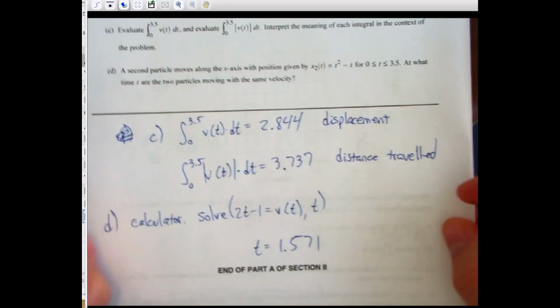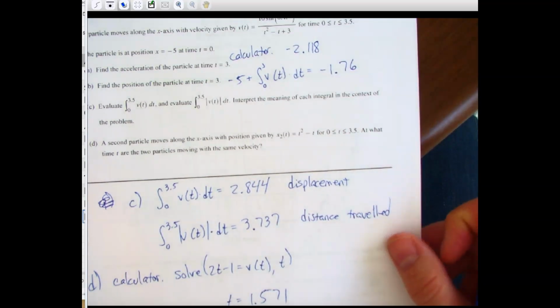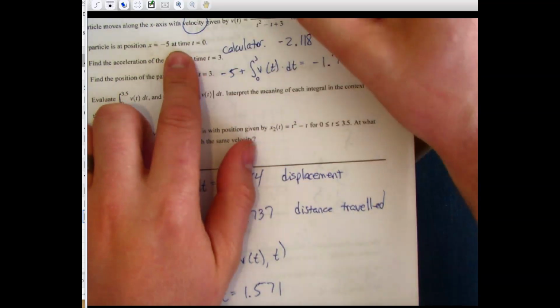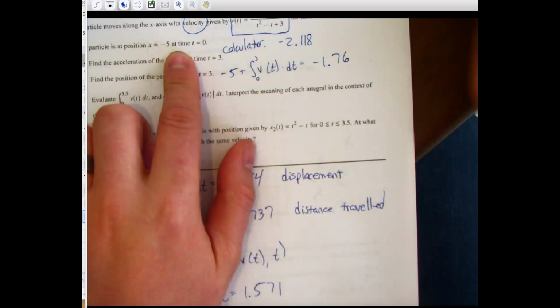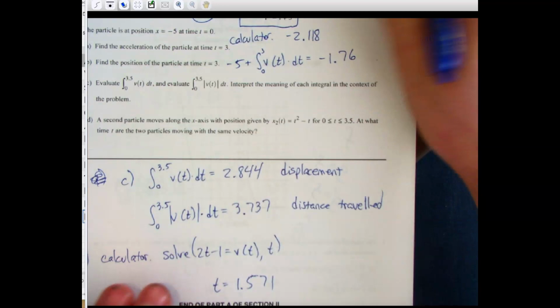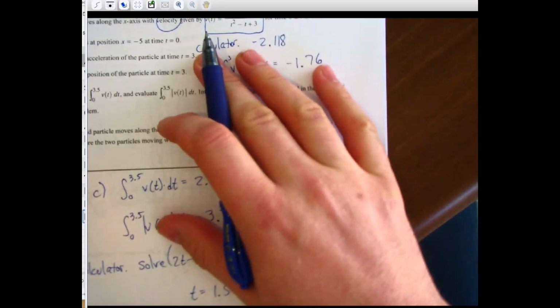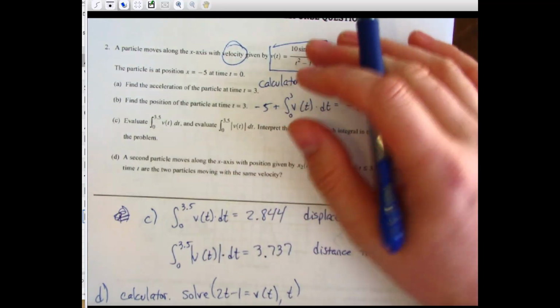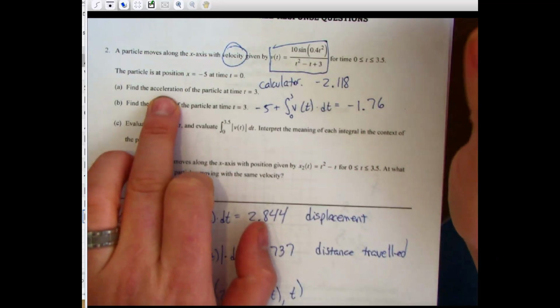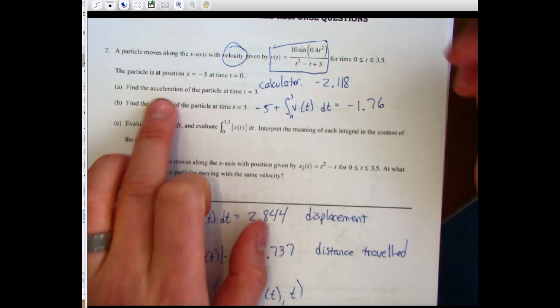All right, number 2 here. Again, this is a calculator question, so let's take advantage of that. So they're giving me velocity here. So that is meters per second or feet per second or whatever. It's a rate. And then they're asking me, okay, part A, what's the acceleration? Well, think, how do you get from velocity to acceleration?